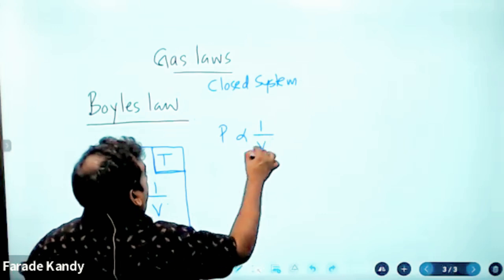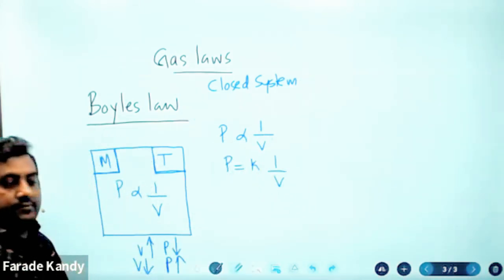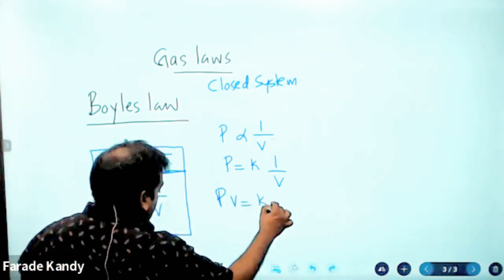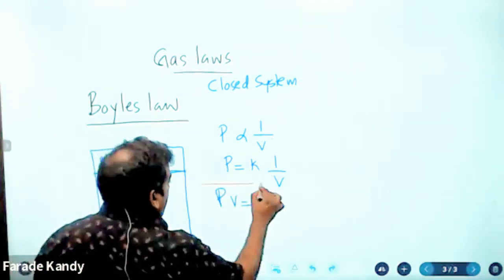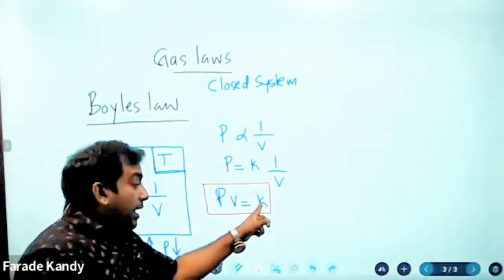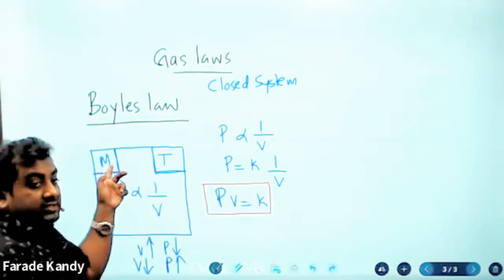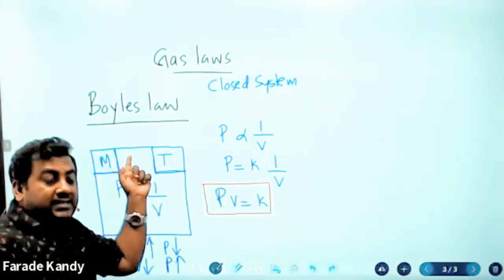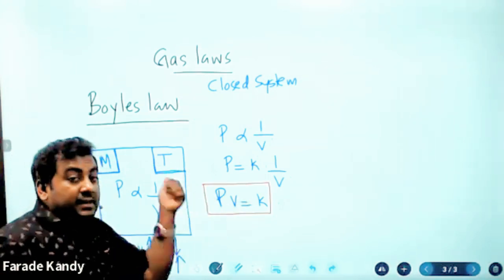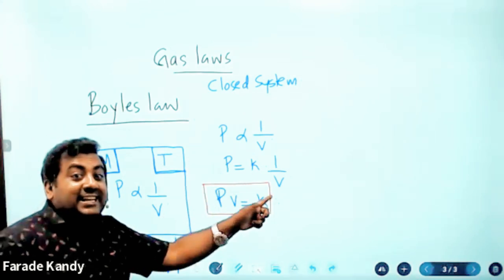Now you can make this equation. P is proportional to 1 over V. P is equal to K times 1 over V. Cross multiply this, we can say PV equals K. They might ask you, what does this K depend on? K will depend on whatever is constant. It will depend on the mass. It will depend on what? Temperature. That means when the mass and temperature change, K will also change.